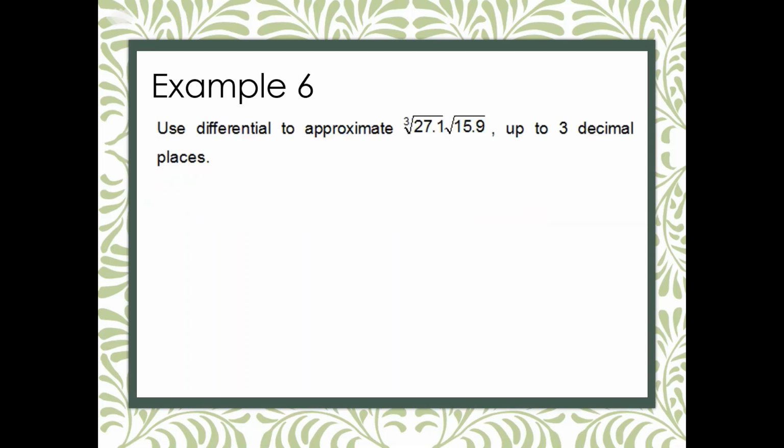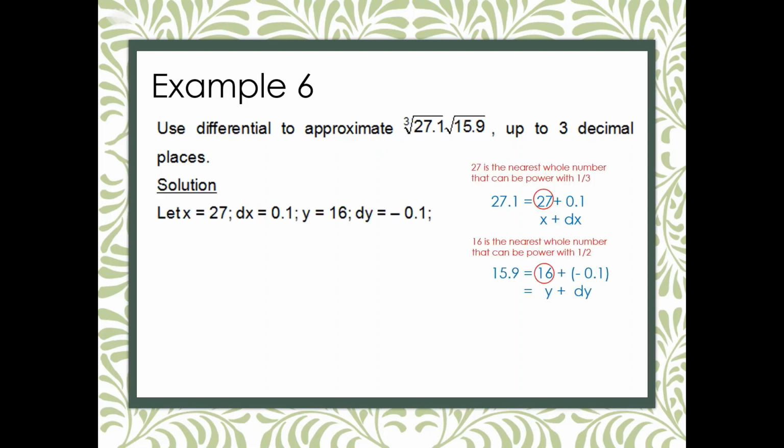Let's proceed with example 6. You need to use differentials to approximate the expression up to 3 decimal places. First of all, you need to identify the x, the y, the change in x, and the change in y. By taking the first expression as x plus dx and the second expression as y plus dy, therefore x is given by 27, dx is 0.1, y is 16, and dy is negative 0.1.